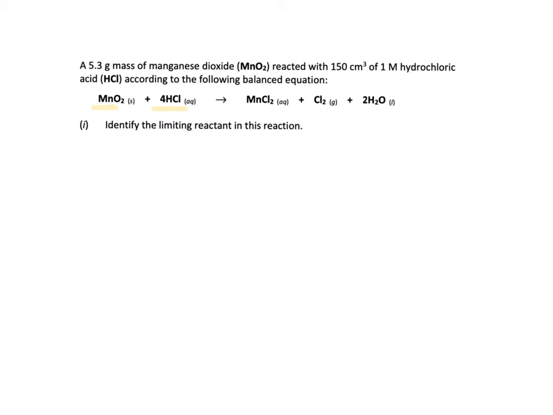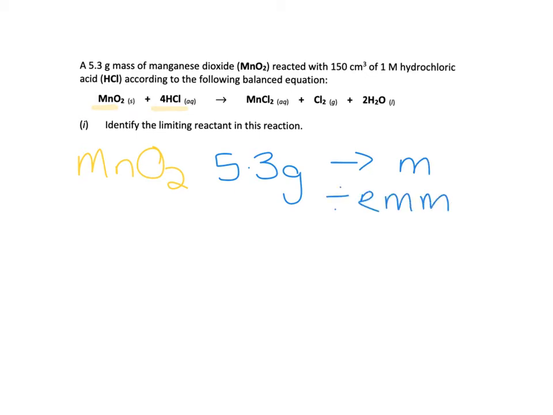So in my question, it tells me I have 5.3 grams of my MnO2. Now that 5.3 is no good to me. What I want to do is convert that to moles, and we know the easiest way to do that is to divide by my relative molecular mass. So let's just carry that calculation out.